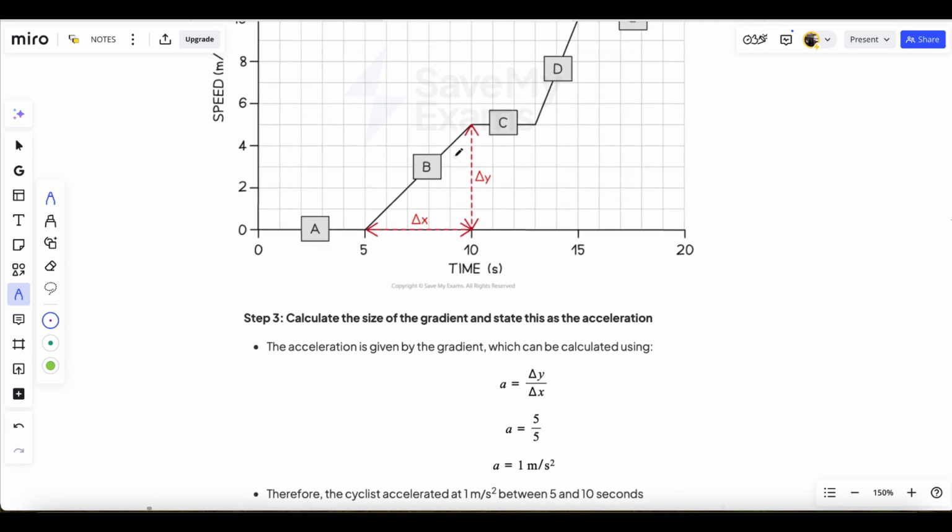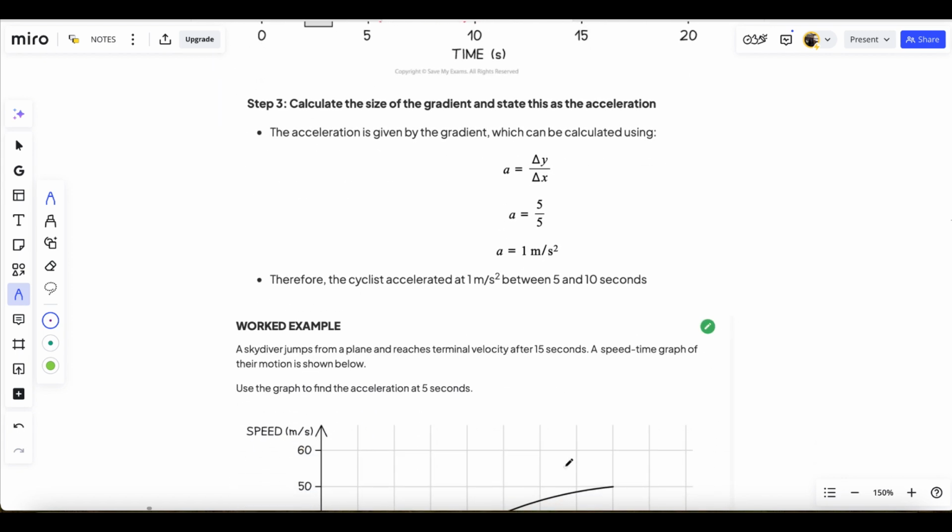If it's asking you to calculate the acceleration of the motion of the cyclist at point B, you just do a triangle. You trace this value here, it is 5, and this one is 0. So you say 5 minus 0, divided by the difference in the horizontal value, which is 10 minus 5. 10 minus 5 is 5. So you say 5 divided by 5, you get 1 meter per second squared. That's the acceleration at B, okay?